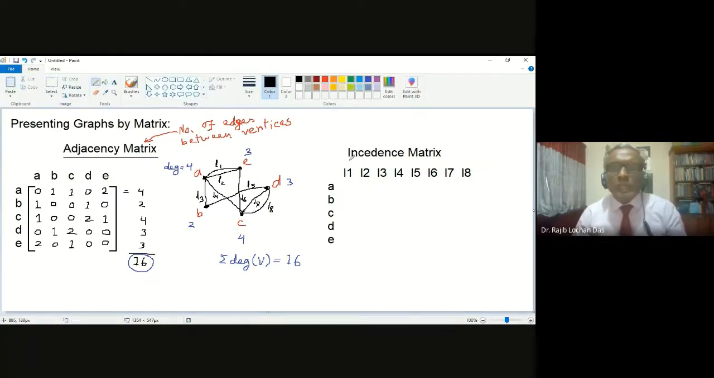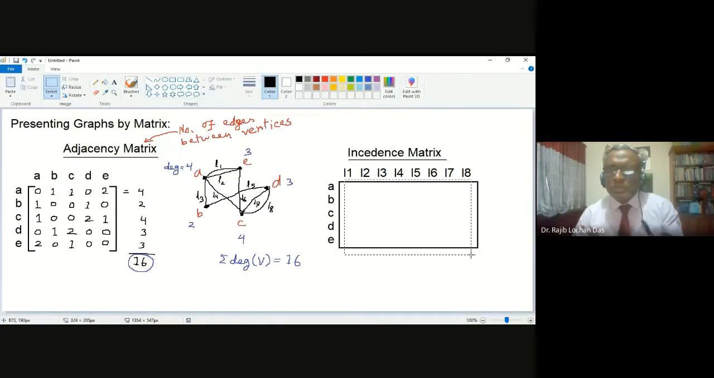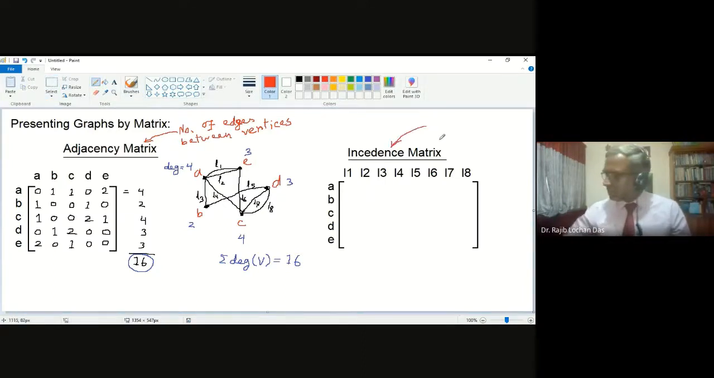So we will make the incidence matrix. How will we make it? We will just put 0 or 1. That's it. 0 or 1 means if there is any connection, then 1. If no connection, then 0. So very simple. The idea of the incidence matrix is that you will just put 1 or 0.